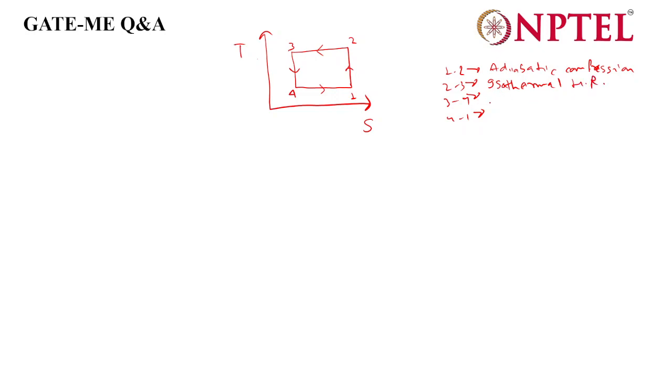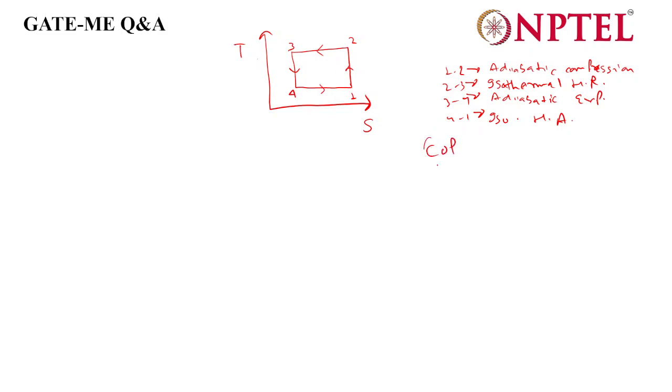So 3 to 4? Same way, adiabatic expansion, or isentropic. Same way here, 4 to 1 is isothermal heat addition. Here it will take heat from wherever we want to cool the space. Okay, so this is the way.